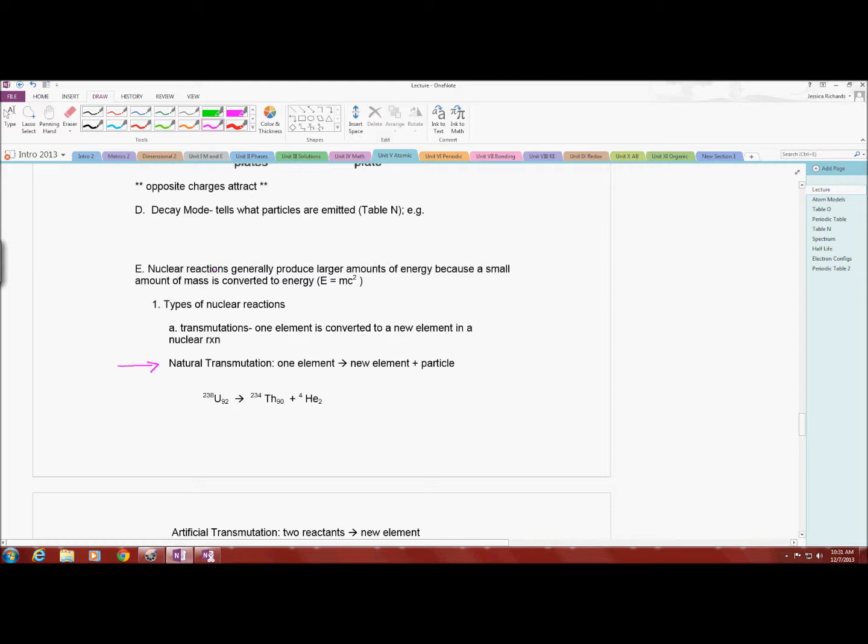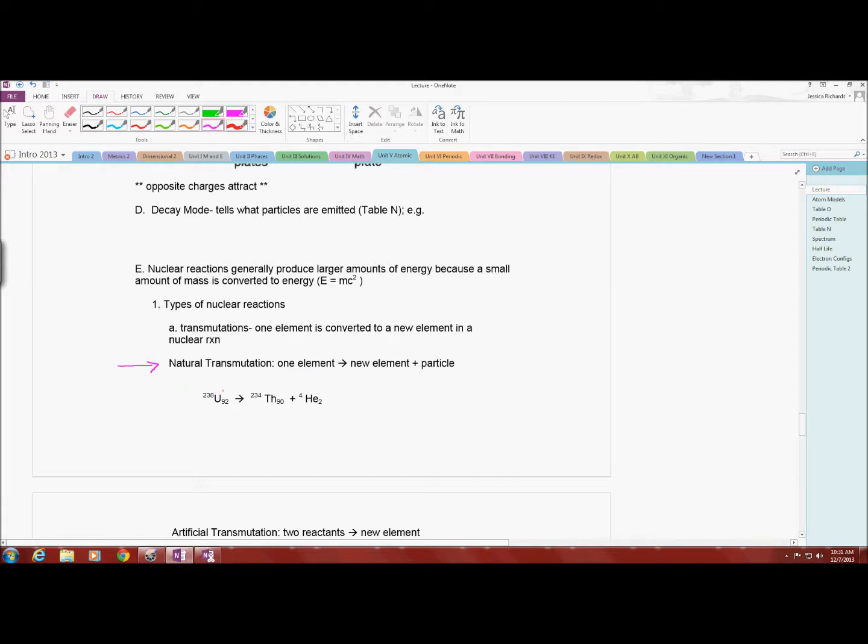They all give off large quantities of energy because a very small amount of mass is getting converted into energy. So that E equals mc squared equation way back from our introduction unit is coming back, and this is where it happens. Transmutation means we're turning one element into a new element. Natural transmutation means it happens all on its own.